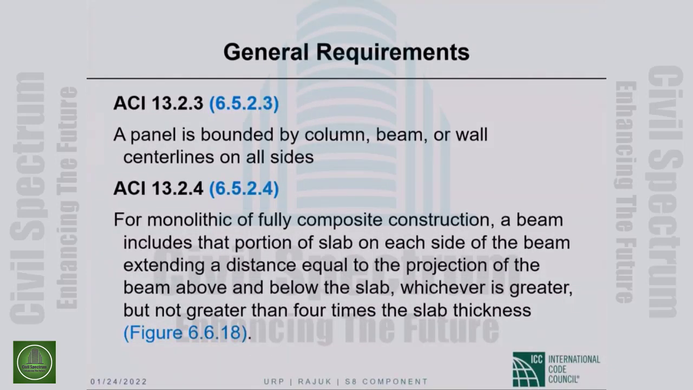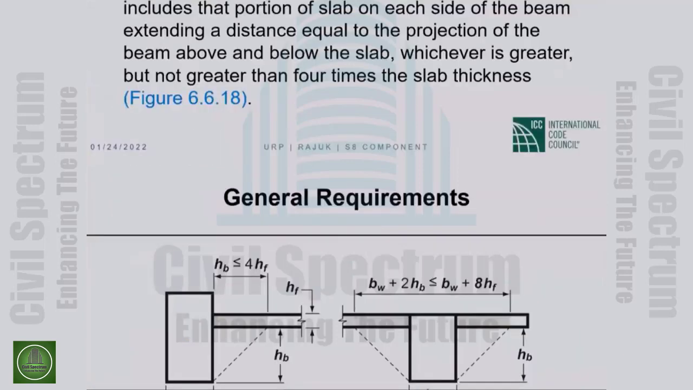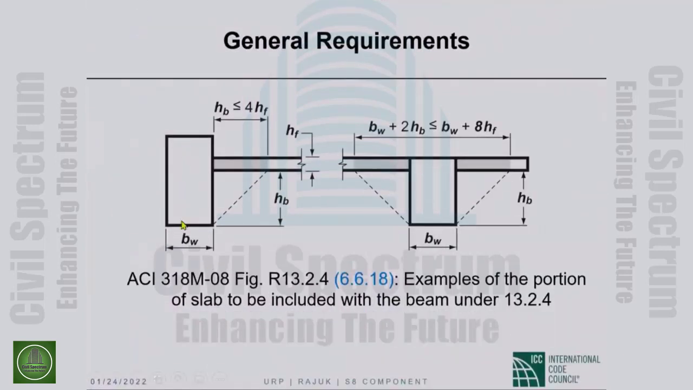A panel is bounded by column, beam, or wall central lines on all sides, as you have seen. For monolithic or fully composite construction, a beam includes that portion of a slab. Let me go to the picture. So when we talk about a beam, it is the physical beam, but also a portion of the slab. How much of the slab? Whatever part of the beam is sticking below.